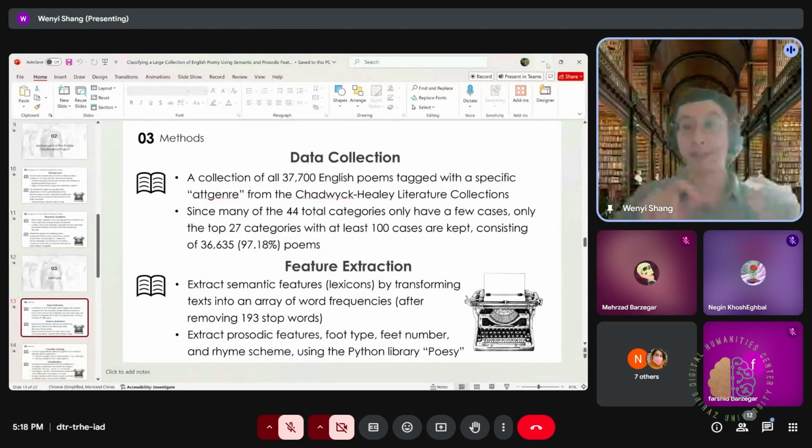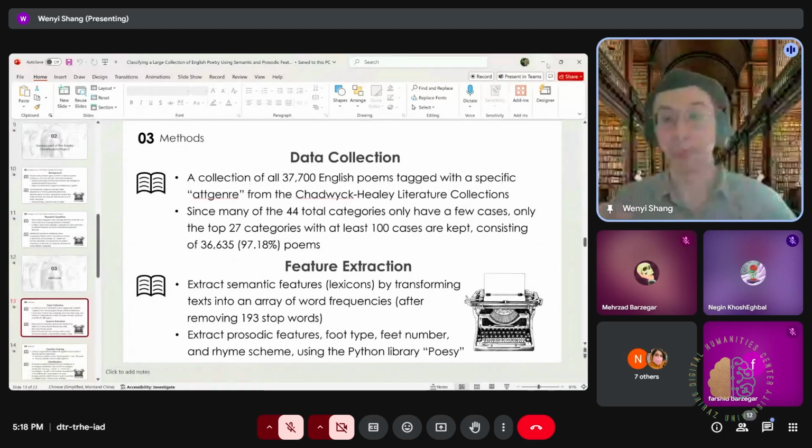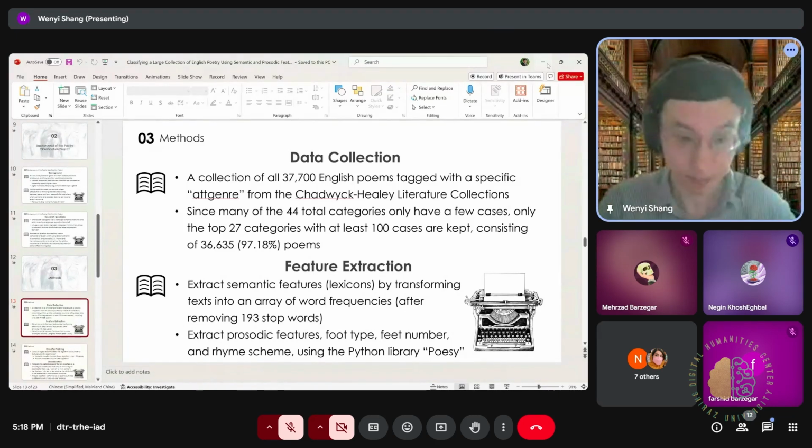So you can imagine that for each poem, there will be a large array of, like, the word A, how many times the word A is used in the poem, and how many times the word B is used in the poem, and so on and so forth, after removing the stop words.